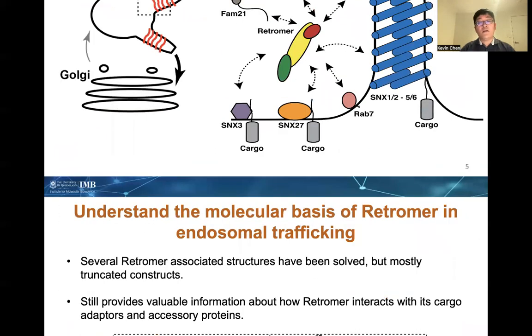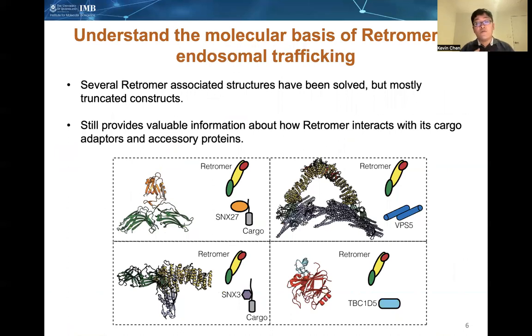Over the years, including in our lab, a number of research labs have spent significant effort trying to understand how retromer interacts with its interactors, using multiple different approaches including X-ray crystallography and cryo-EM. Now we are at the stage where we have some understanding of how retromer forms complexes with other proteins. But of course, they are mostly truncated constructs, so we still don't have the full picture yet. Still, it provides very valuable information at this stage.